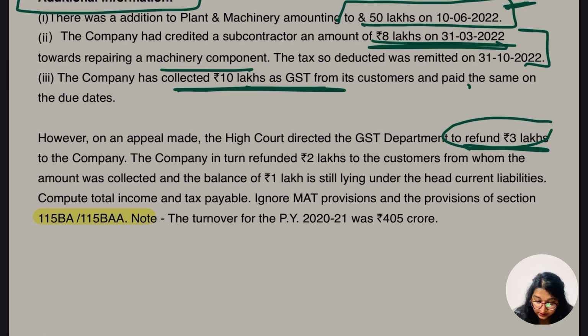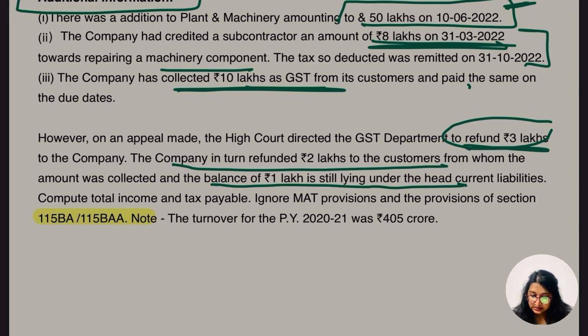The company in turn refunded 2 lakh to the customer, from whom the amount was collected, and the balance of 1 lakh is still lying under the head current liability. So we are going to take the difference and do the adjustment of this part. 3 lakh minus 2 lakh: 2 lakh was refunded to the customer, and 1 lakh was lying under current liabilities.